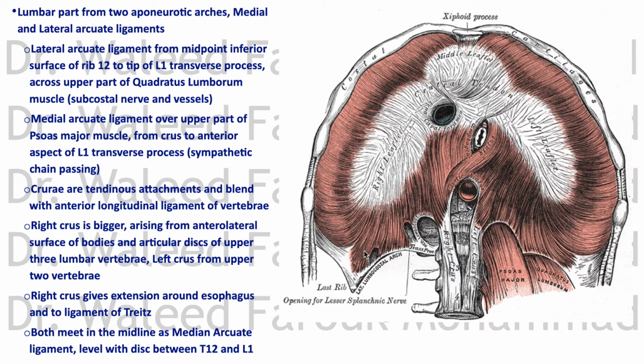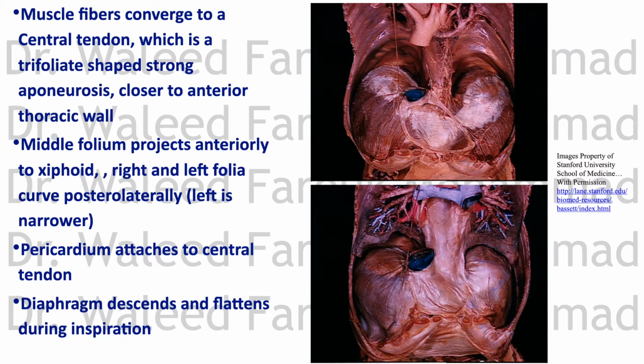Now you go to the lateral side. It arises from the costal margin, as we said, interdigitating with the transversus abdominis, and then from the xiphoid process. This is about the attachment. Now this is a superior view of the diaphragm in situ. See, this is the right cupula, and this is the left cupula.